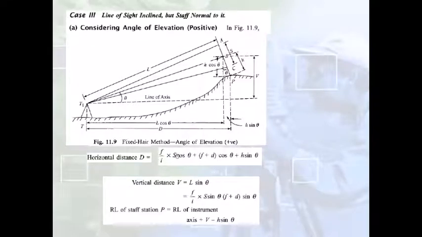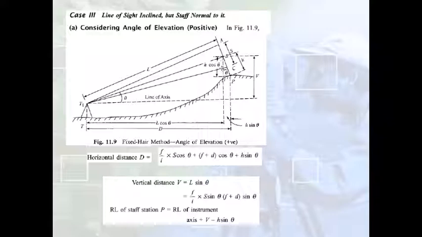So this is the complete distance. And similarly, for the vertical distance, now remember the definition of the vertical distance, which is the distance between the horizontal line of sight and the middle hair. So this is the equation for the vertical distance. Now what's left is to find out the reduced level of this point P. Now for this reduced level, again we have the height of the instrument. In that we need to add this vertical distance. So now we have the reduced level of the point B. Now from this point B, we need to subtract this vertical distance.